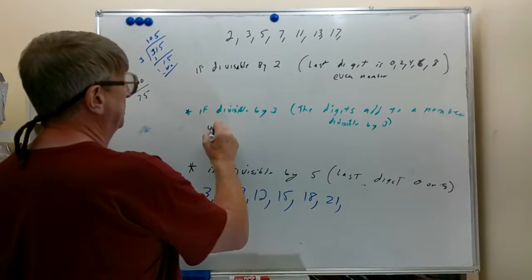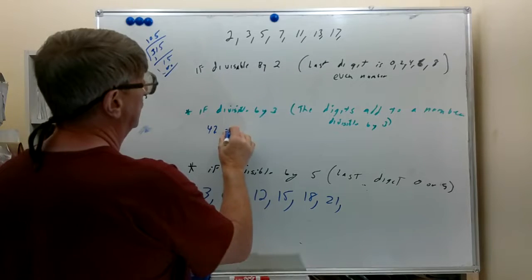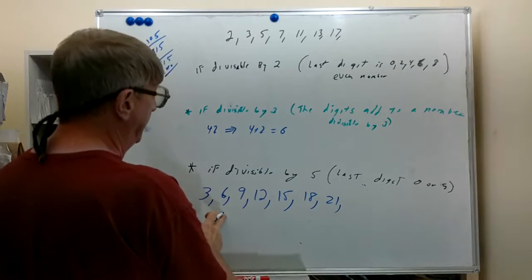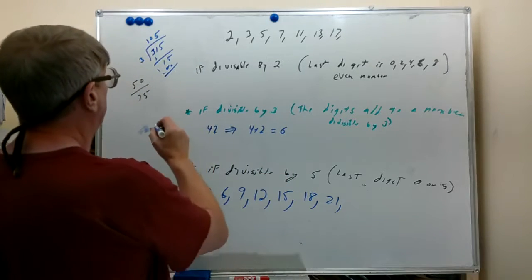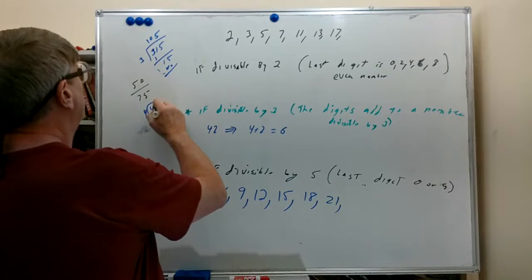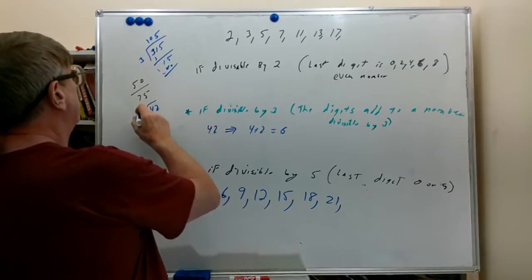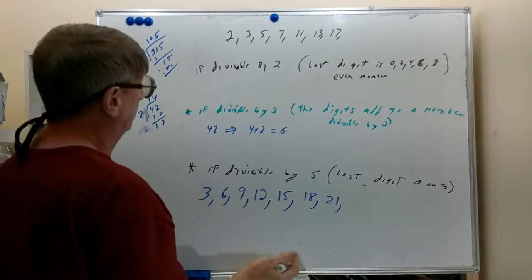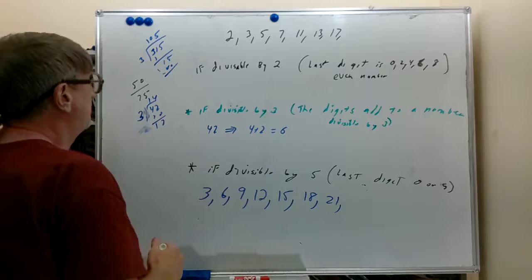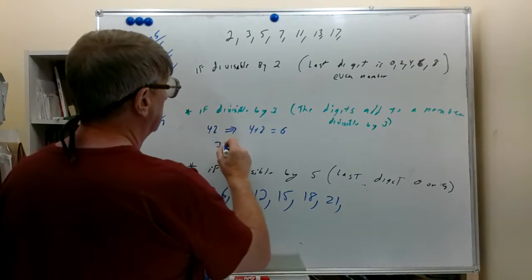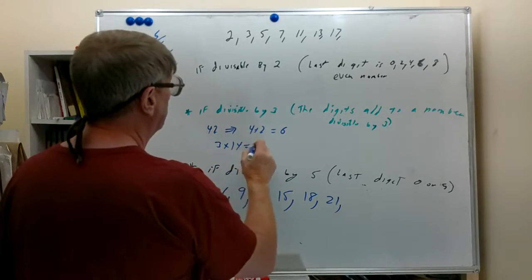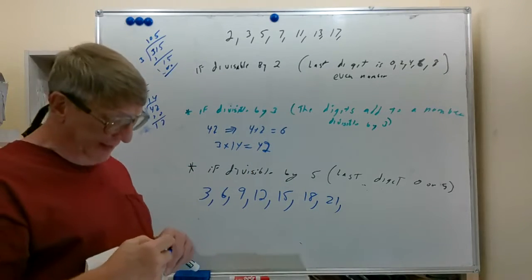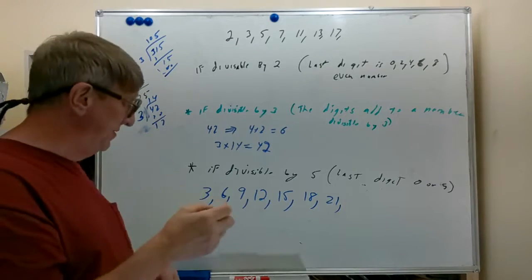Let's take this one, 42. 4 plus 2 equals 6. That's divisible by 3. So 42 should be divisible by 3. So 3 into 42 goes 14 times. 3 times 14 equals 42.